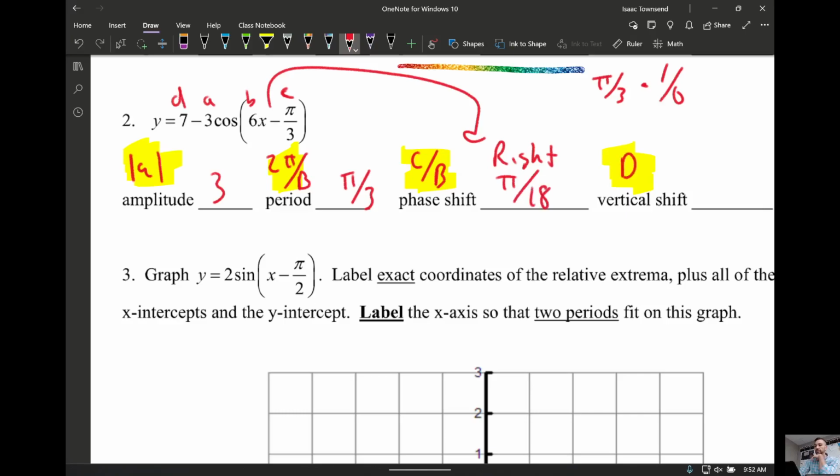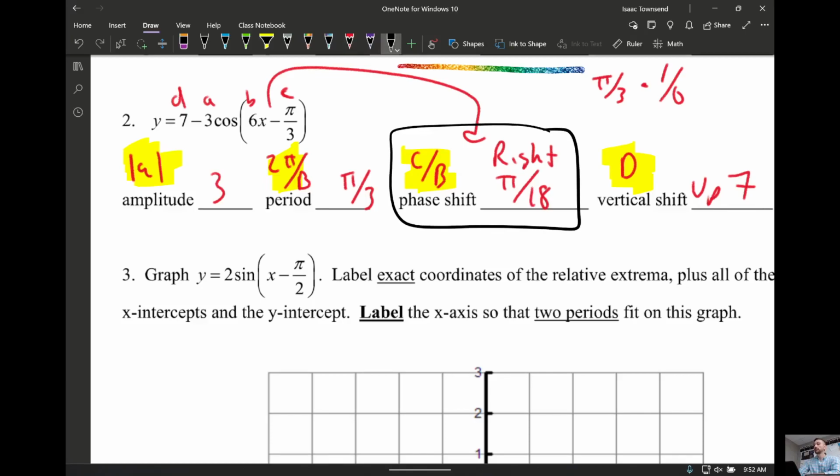And then vertical shift is D. If it's positive, it's going up. If it's negative, it's going down. So was it just this one? Yeah, make sure like pi over 3 divided by 6. You don't have to do that in your head. Just write it out like that and change it to multiplying by the reciprocal. It's a lot easier.